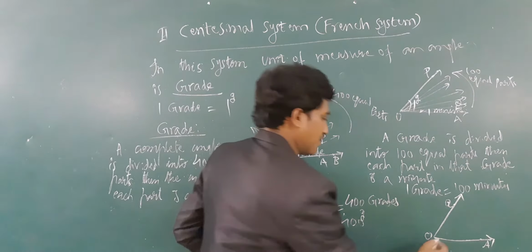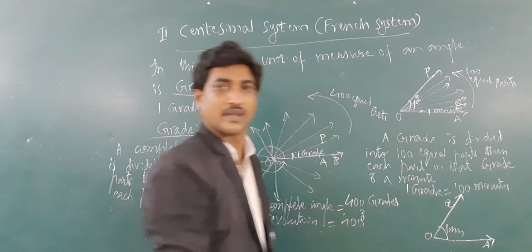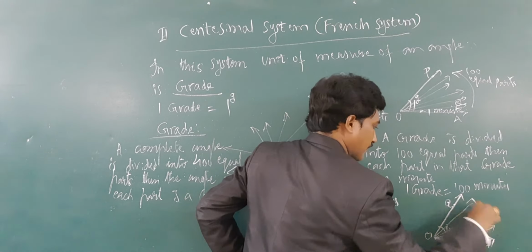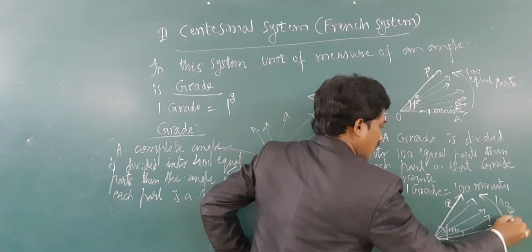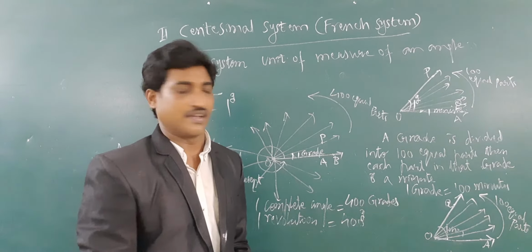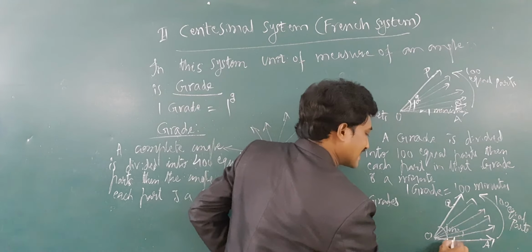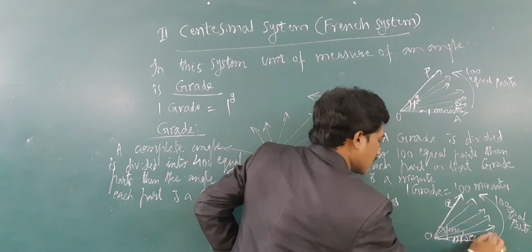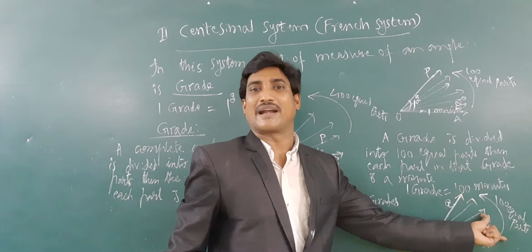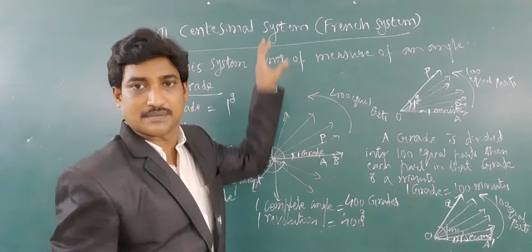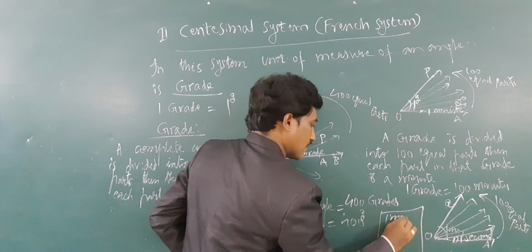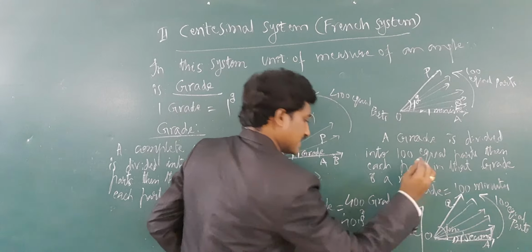Here is a minute, 1 minute. In this minute, each part is called 1 second. From this we can come to know 1 minute is equal to 100 seconds in centesimal system.